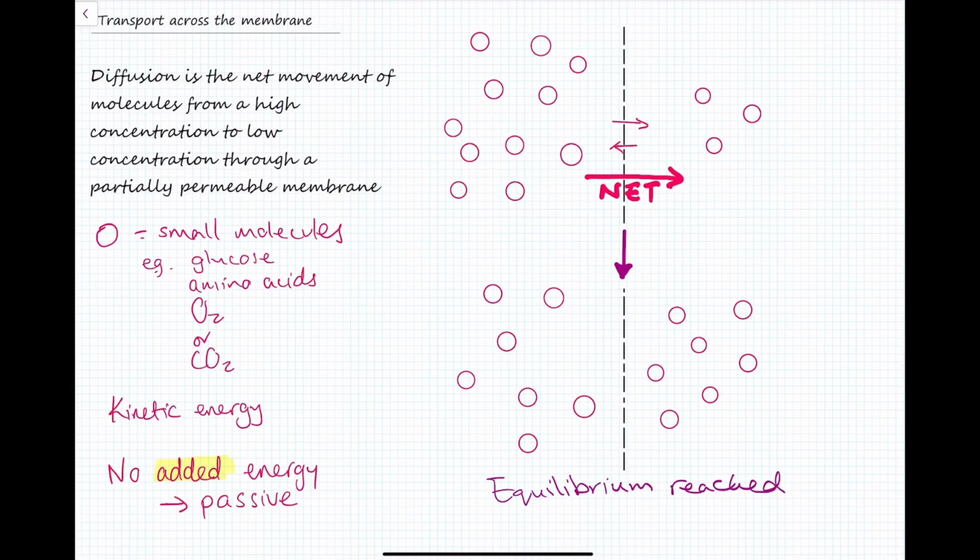So, a final review, diffusion is the net movement of molecules from high to low concentration through a partially permeable membrane.